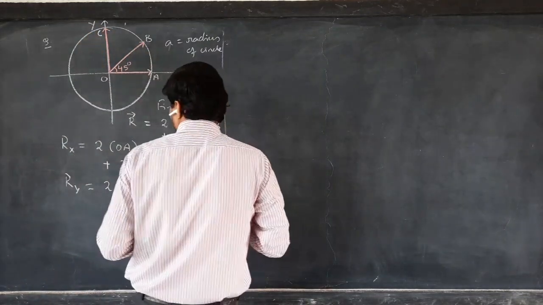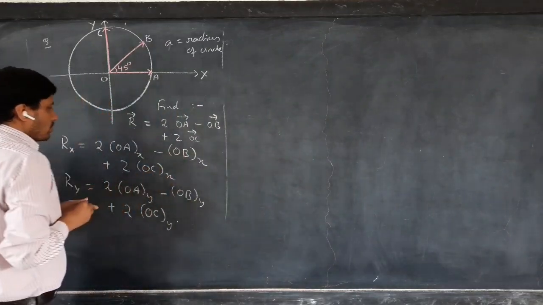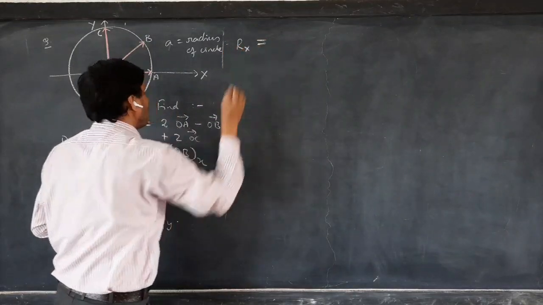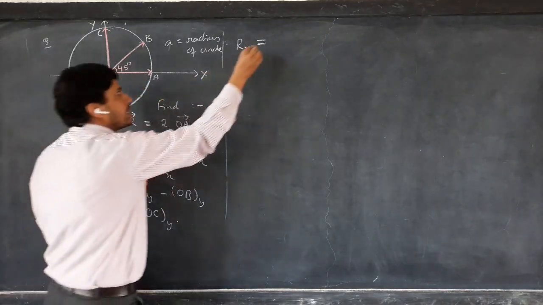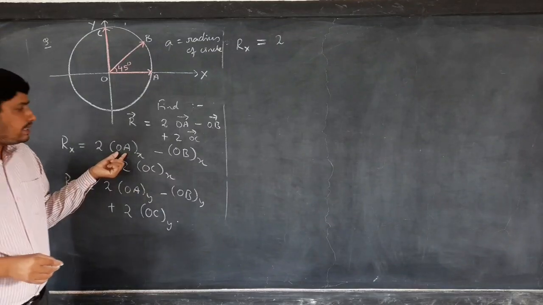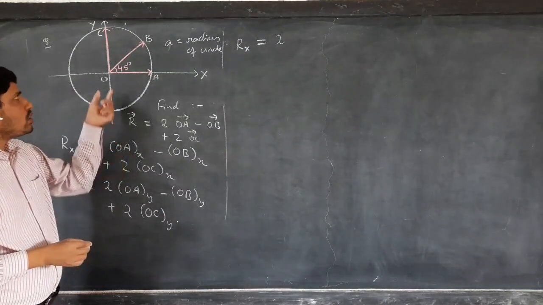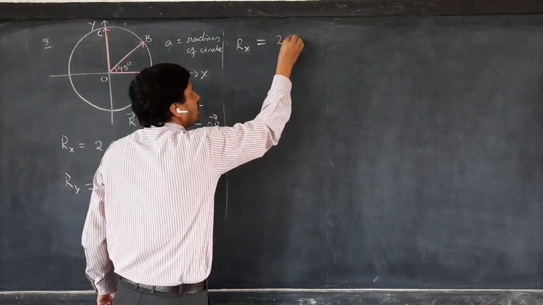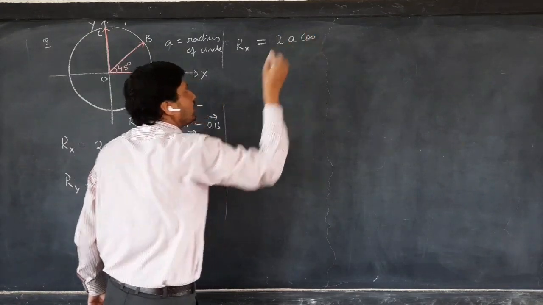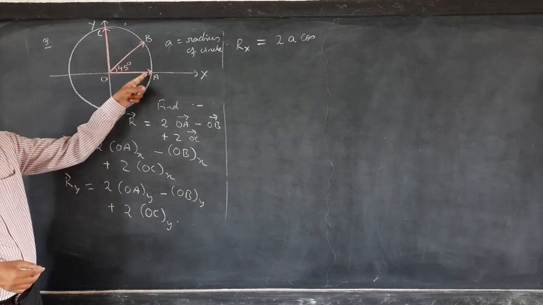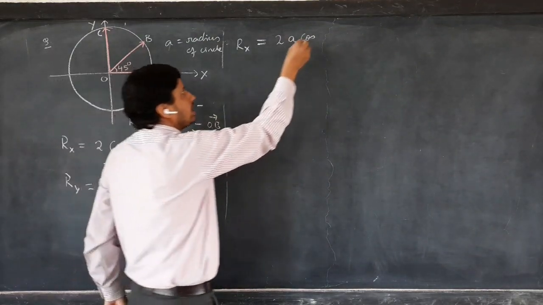Okay, let us directly do it. So Rx is equal to, first one, 2, so write 2. The x component of OA vector will be the magnitude of OA vector. The magnitude of OA vector is this length, which is given in the question as a, into cos of the angle which that vector makes with the x-axis. OA vector makes 0 angle with the x-axis, so I'll write 0.